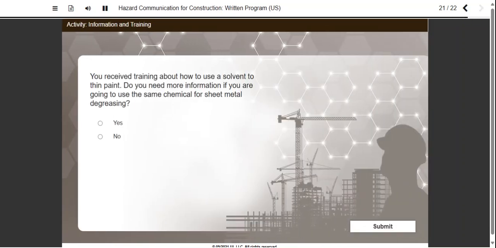You received training about how to use a solvent to thin paint. Do you need more information if you're going to use the same chemical for sheet metal degreasing?